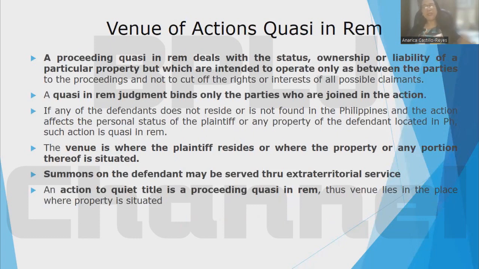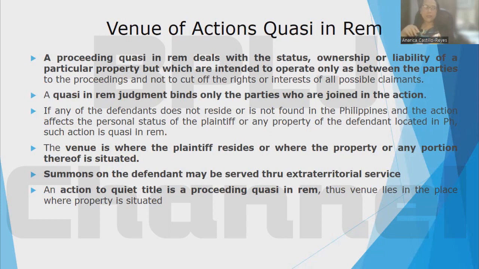We now go to the venue of actions quasi in rem. What is a quasi in rem proceeding? A proceeding quasi in rem deals with the status, ownership, or liability of a particular property, but which are intended to operate only between the parties to the proceedings and not to cut off the rights or interests of all possible claimants. A quasi in rem judgment binds only the parties who are joined in the action.